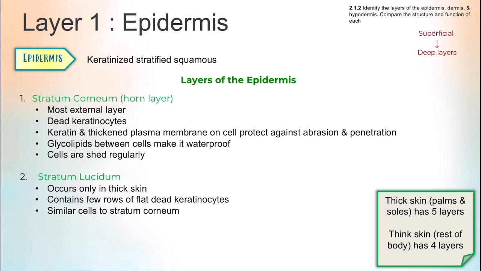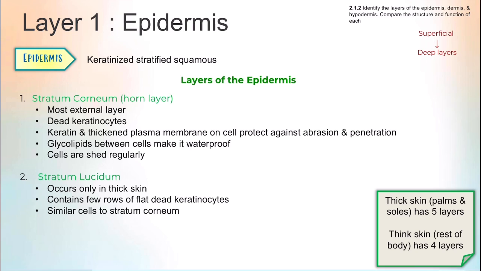Now, obviously, we know it is not very hard to cut the skin, especially if you are getting something such as a paper cut, but most of the time, this horn layer is going to help protect from smaller microbial microscopic material.